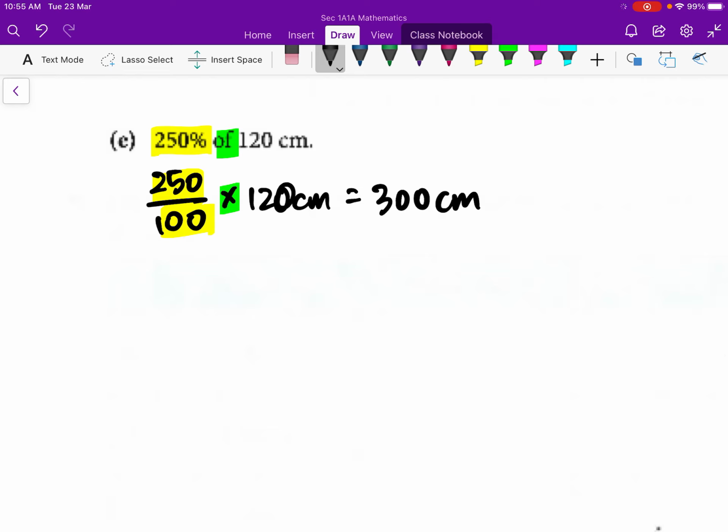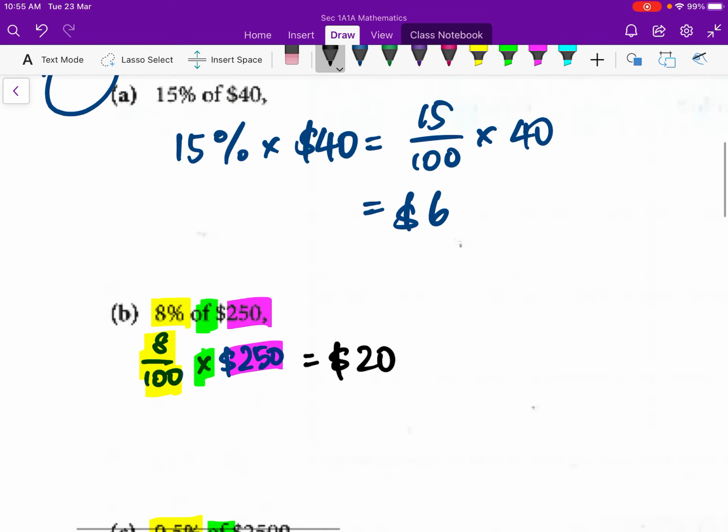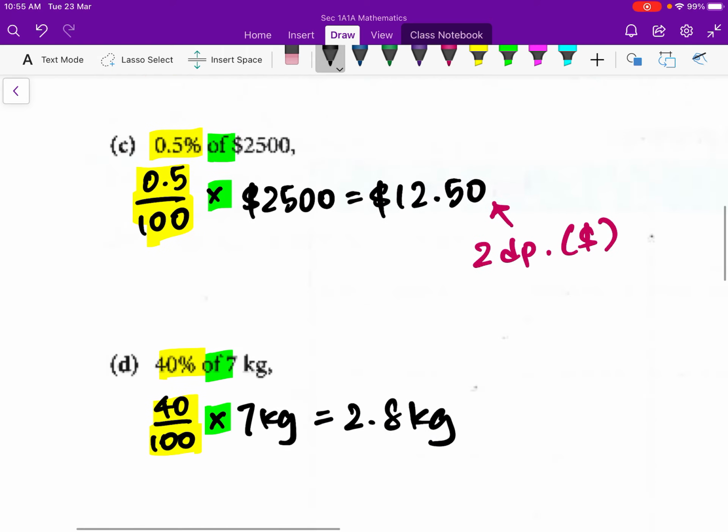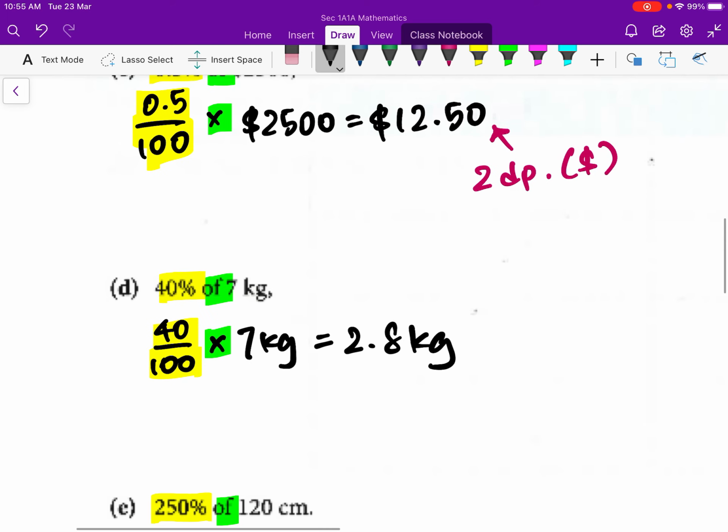Are you confident of doing this during the test? Why not? Should be quite confident with you. B, B, $20. Okay? So this type of question you must be able to do. Okay? Next page.